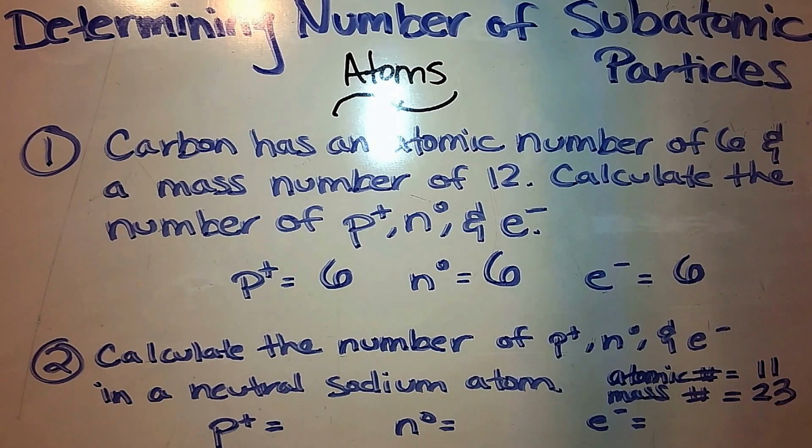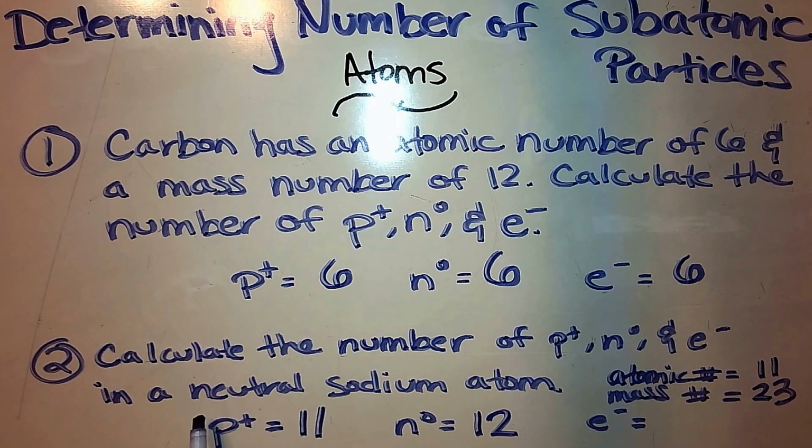23. So as stated before, the atomic number is the same thing as the number of protons. My mass number is equal to protons plus neutrons. So if I know my number of protons, I can subtract that from my mass number to find out my number of neutrons. So 23 minus 11 is 12.